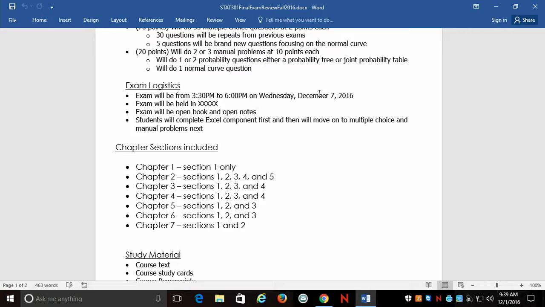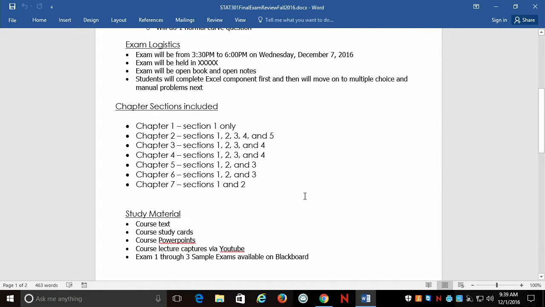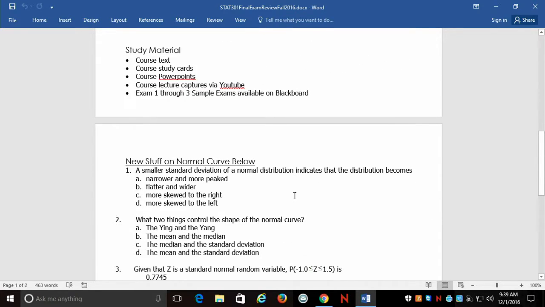Students will complete the Excel component first, and then we'll move on to multiple choice and manual problems next. The study material, the things you can study from: obviously the text. We center this course around the text. I told you earlier in the class, one of the things about this text is that it's cheap, which is nice. We use it for Stat 301 and 302, which is even nicer.